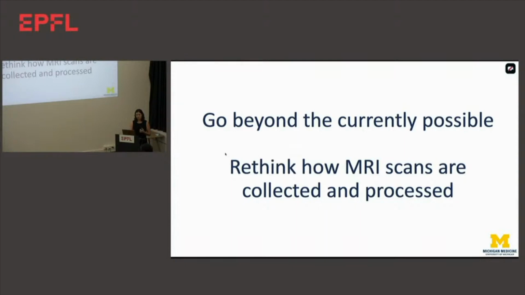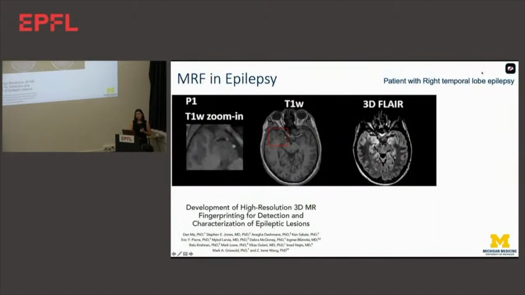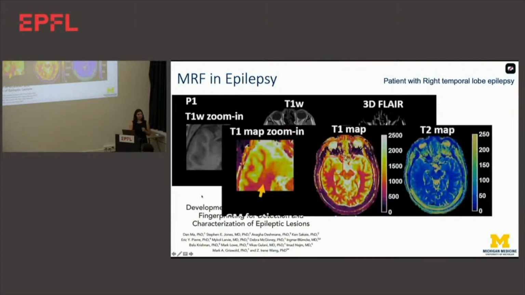So here's an example in epilepsy. This is from Dan Ma at Case Western Reserve University. This is a patient with epilepsy, and they're expecting to see something in the right temporal lobe. So they took this T1 weighted image and zoomed in, and they're not seeing much of anything. Everything looks pretty much like they would expect. If you do a fingerprinting measurement, you can look at the T1 and T2, and if you zoom into the T1 map, you see this little area of elevated T1, which really shouldn't be there.